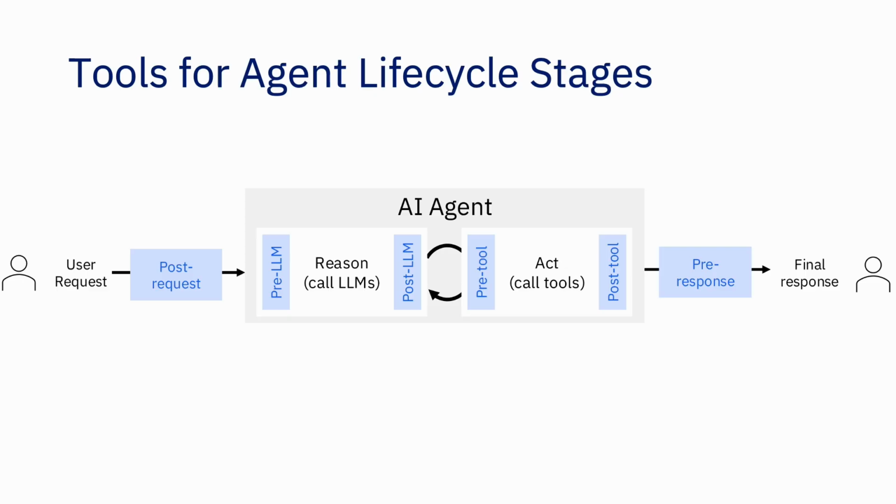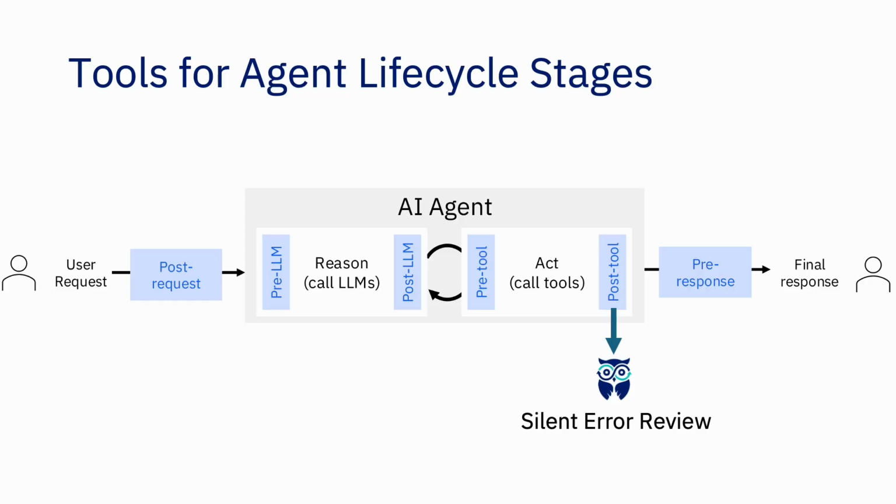So more specifically, after the user request, we can examine it and modify it if necessary in this post-request stage. Similarly, we can check before and after reasoning steps in what we call the pre-LLM and post-LLM stages. And then we can also check before and after tool calls and modify them if necessary. And then before the final response is given to the user, we can also check and modify that response in the pre-response stage. So for this overview, we're going to demo two components.